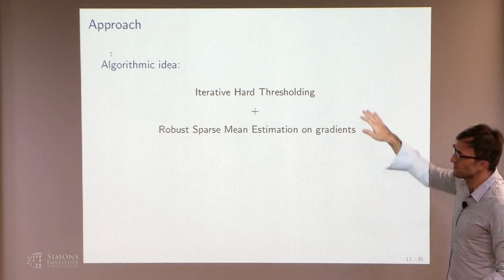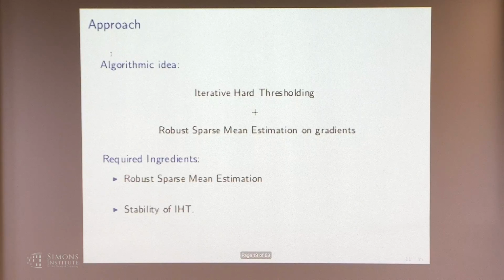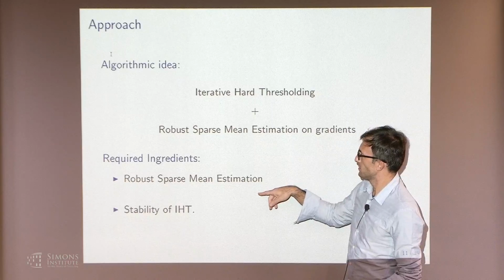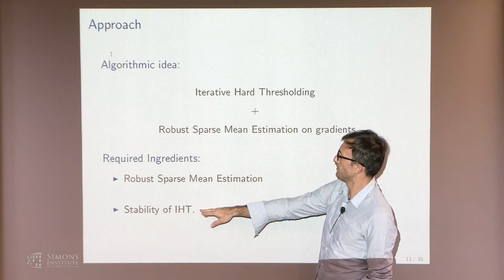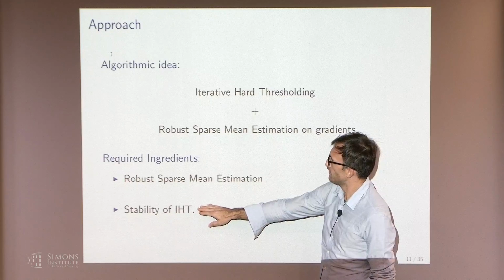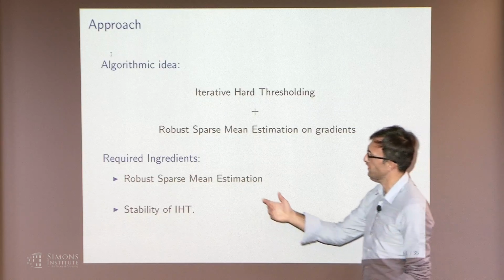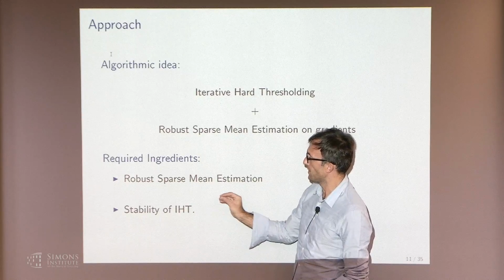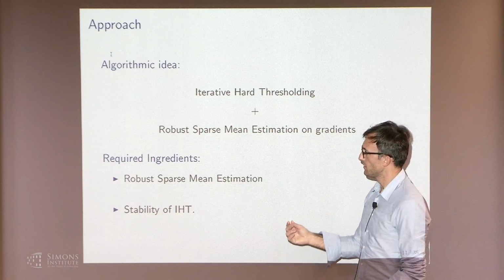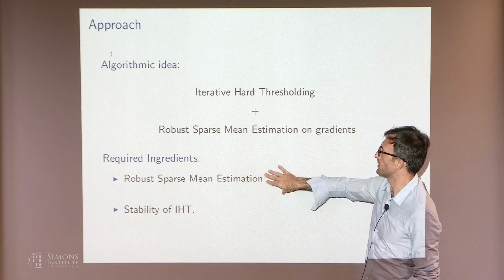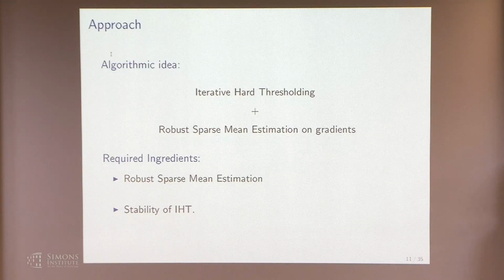Okay, so basically this is a simple idea, and what you need to show here is two things. You need to show that you can do robust sparse mean estimation on the gradients, and you need to show also that iterative hard thresholding is stable. These are separate in the sense that if you can show that iterative hard thresholding is stable, meaning that if there is some error at every stage, then you can control the error of the output, then anybody who comes up with a robust sparse mean estimate that works on the gradients, you can plug those in. So those are separate parts.